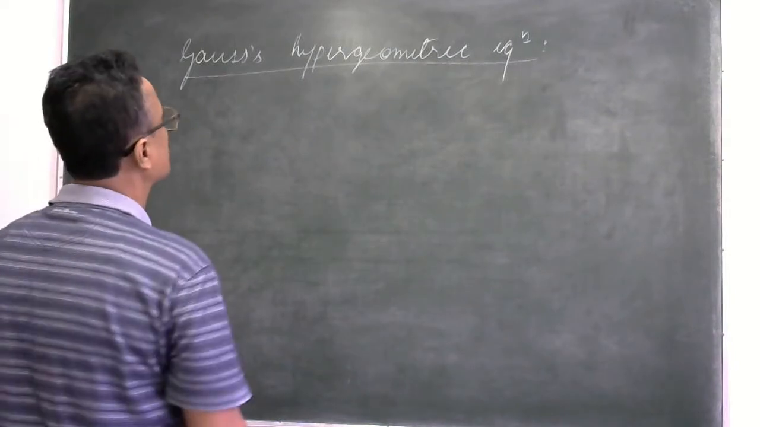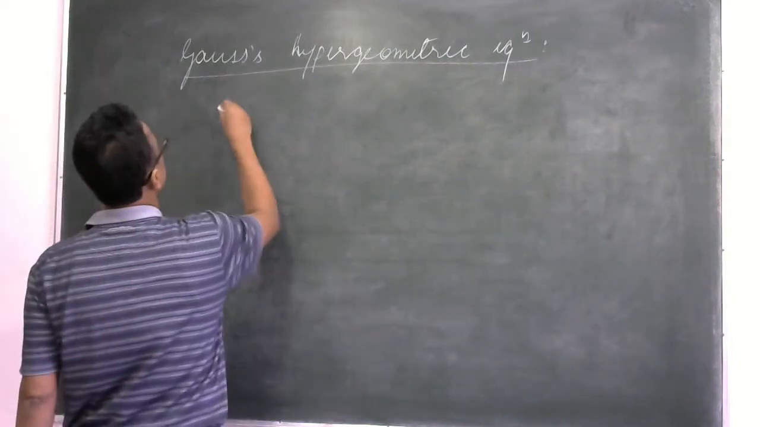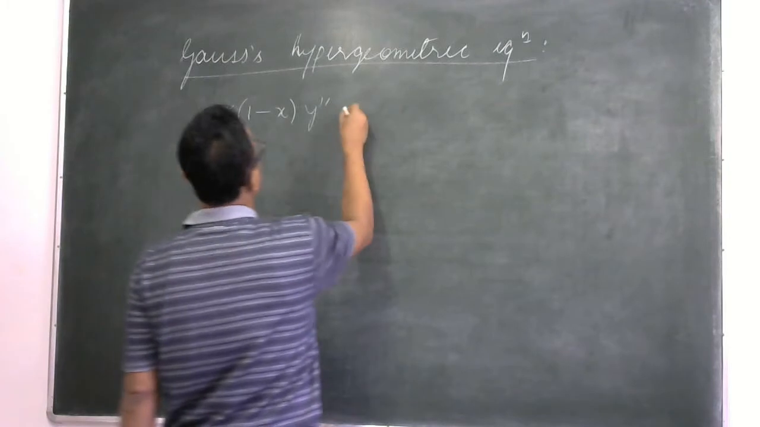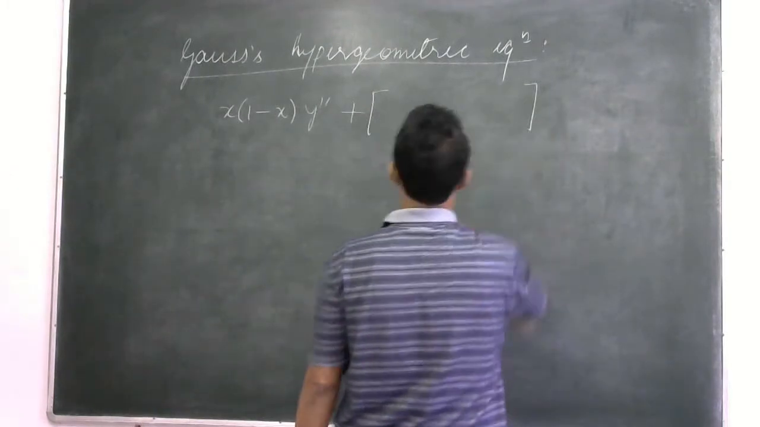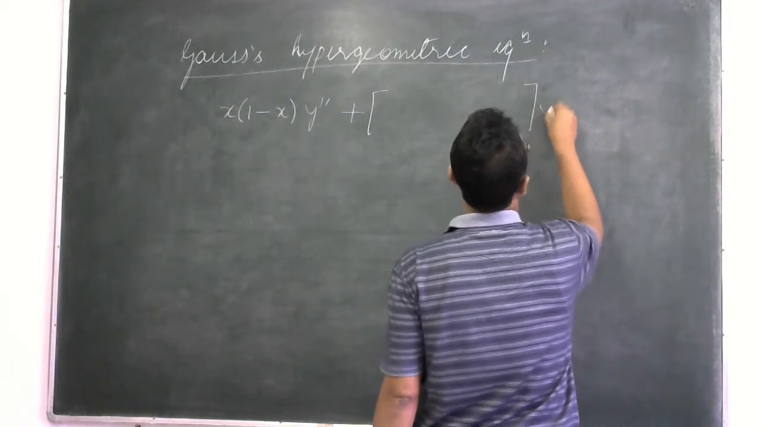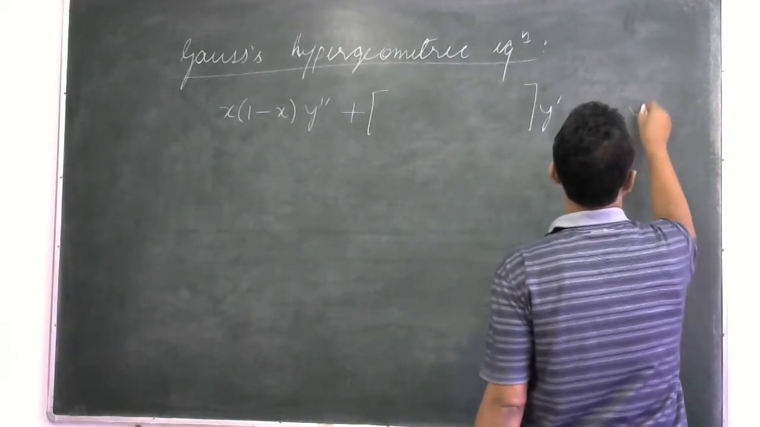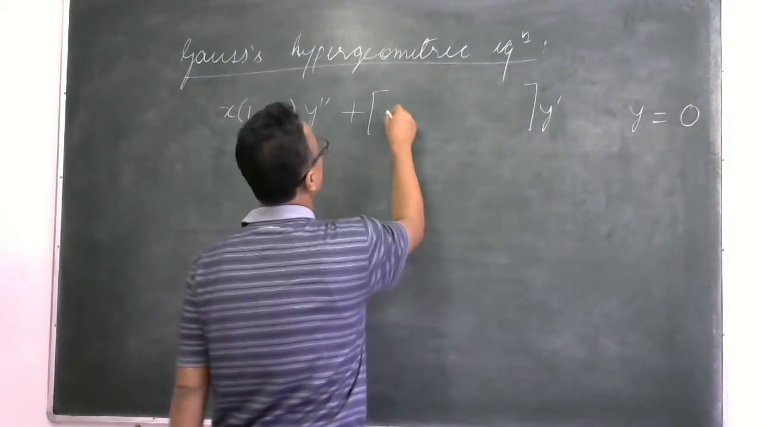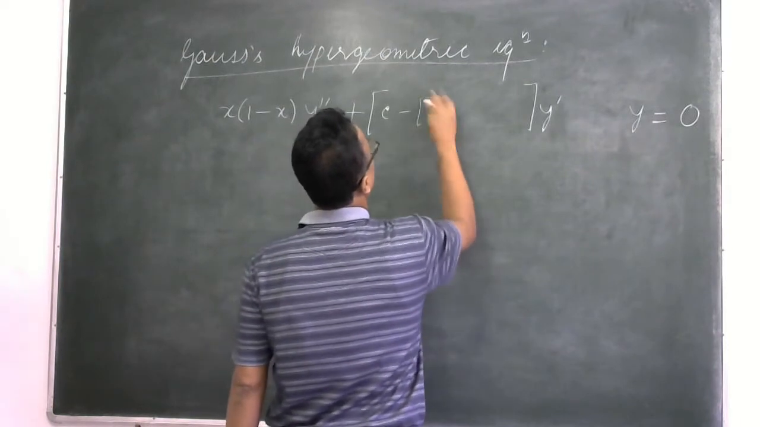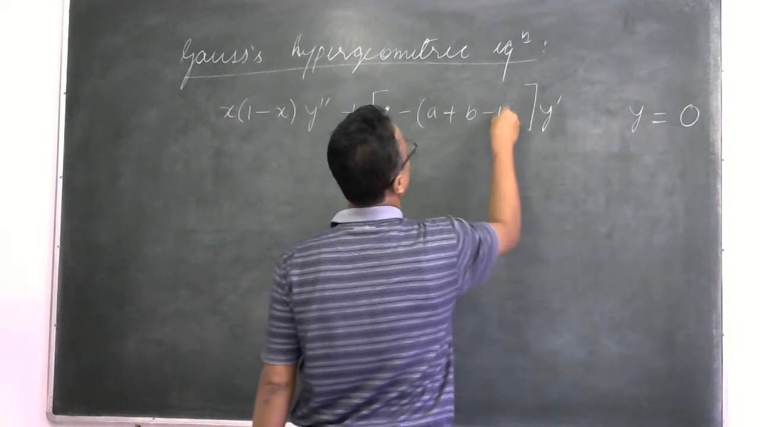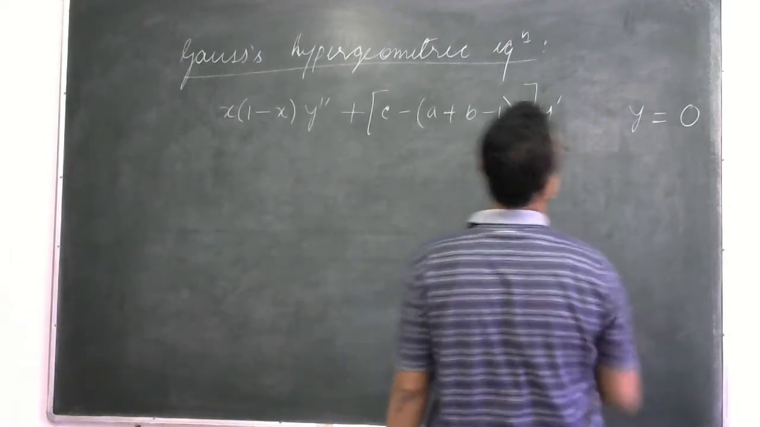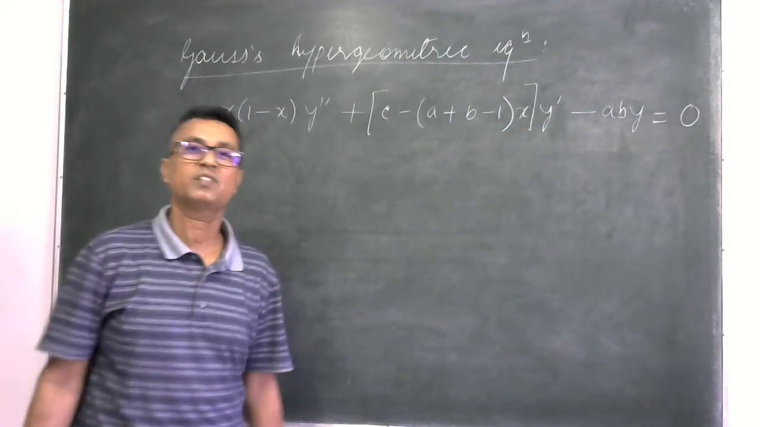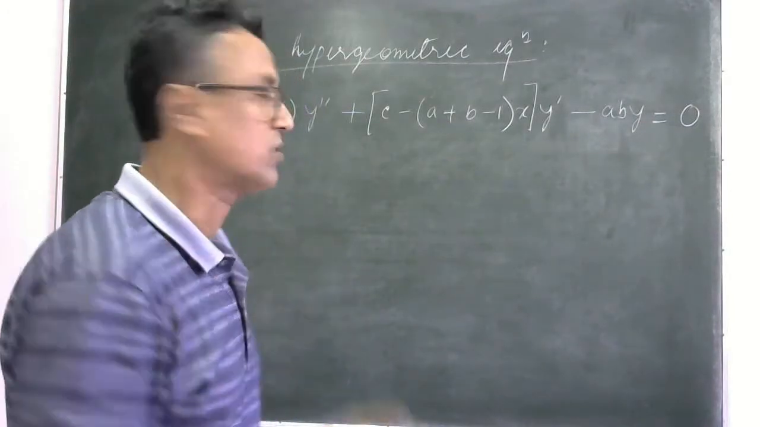Okay, fine. So Gauss's hypergeometric equation is given in this form: x(1 minus x) y double prime, and the next part you have to be attentive to. Then y prime, and of course there will be something like this. So here, just concentrate here. This is into x, and this one is AB into y, where we are assuming that A, B, C are real constants.